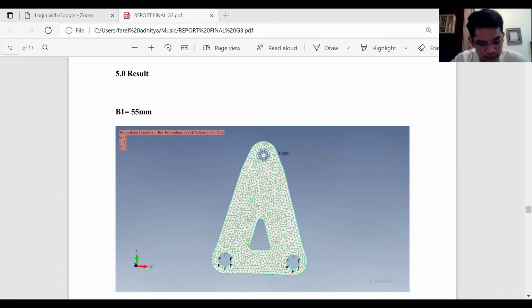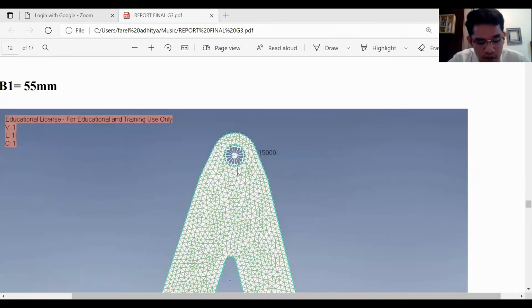So, to begin with, we need to analyze the deformation of geometry of the bracket by adjusting B1 to different lengths. The first length is 55 mm, the second is 60 mm, the third is 65 mm, the fourth is 70 mm, and the last is 75 mm. All these parameters will be applied with the same force at the upper hole, with 50,000 Newton.